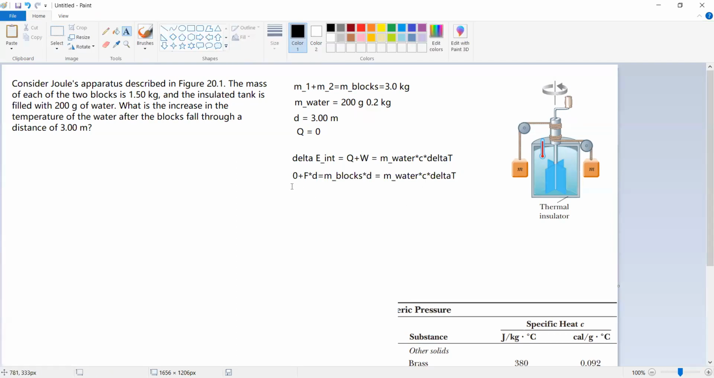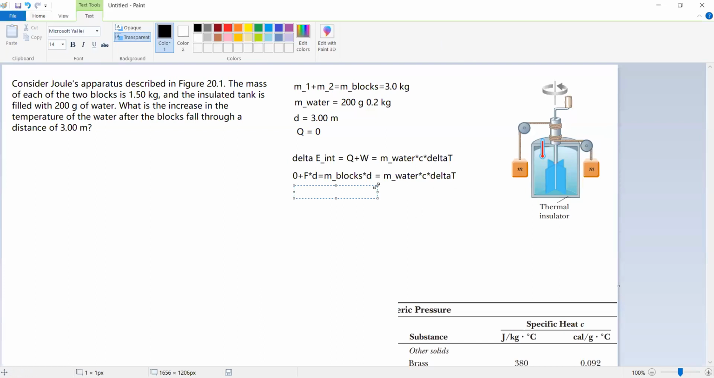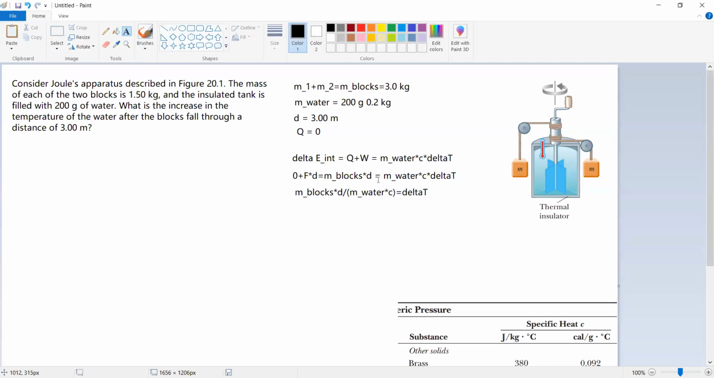First, let's actually find delta T from this. It will be M blocks times D divided by M water times C equals delta T. What did I do here to get this expression? I divided both sides by M water times C, right? All right.